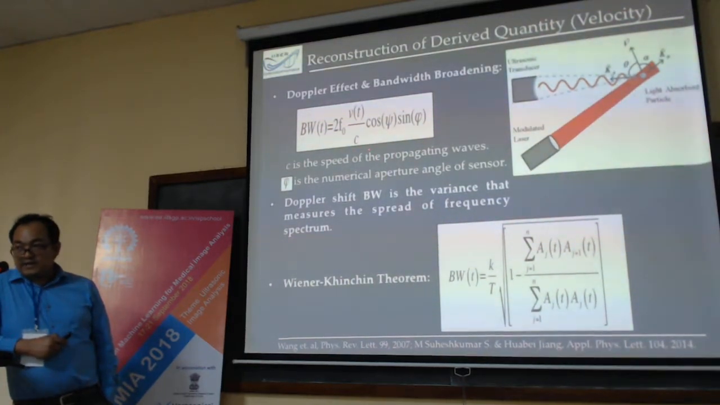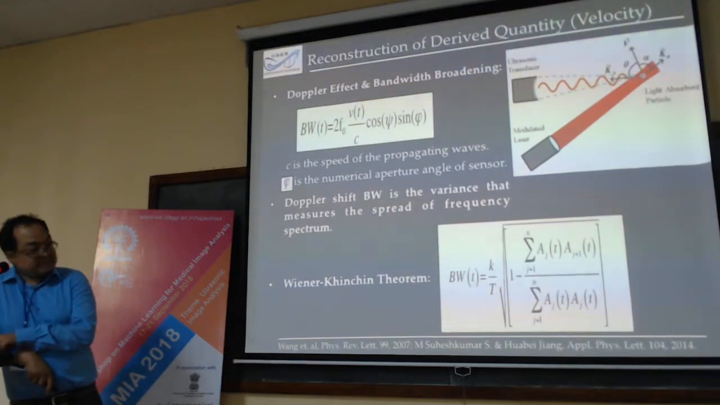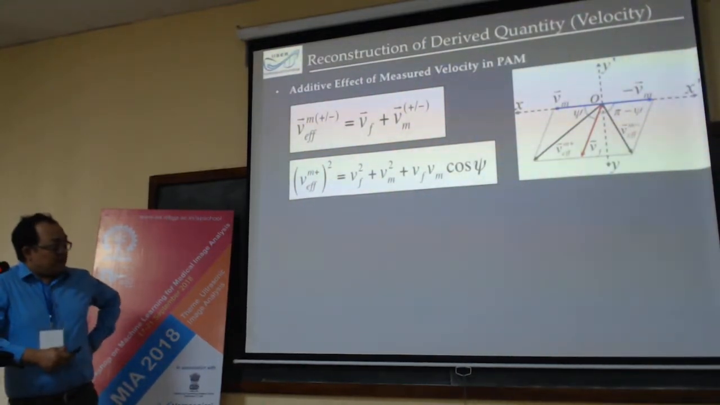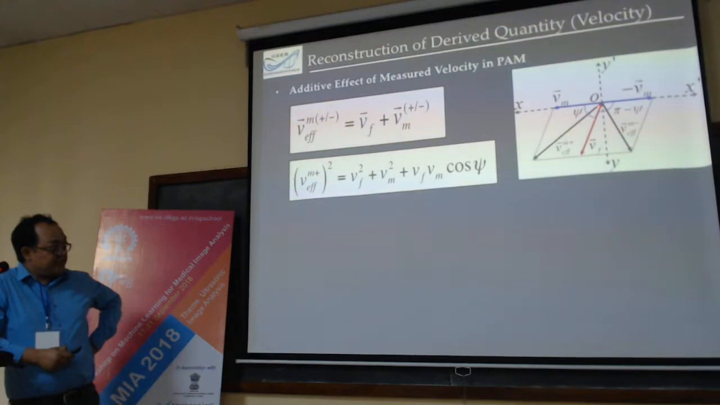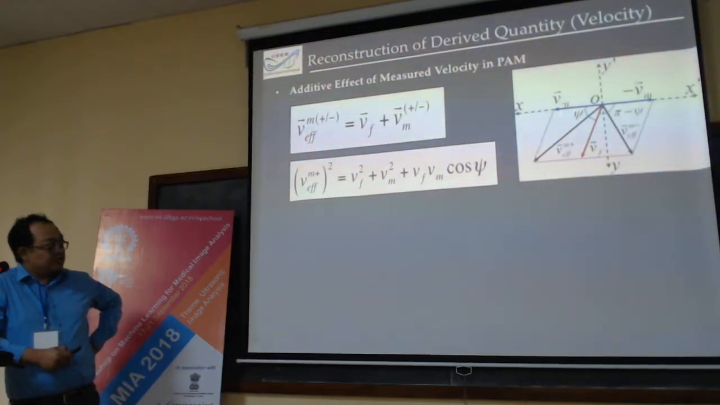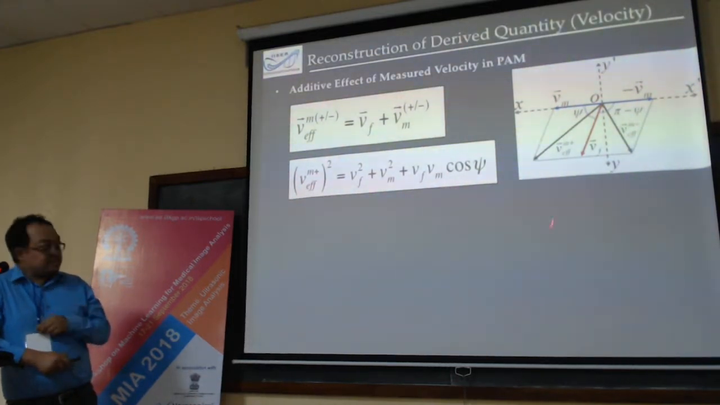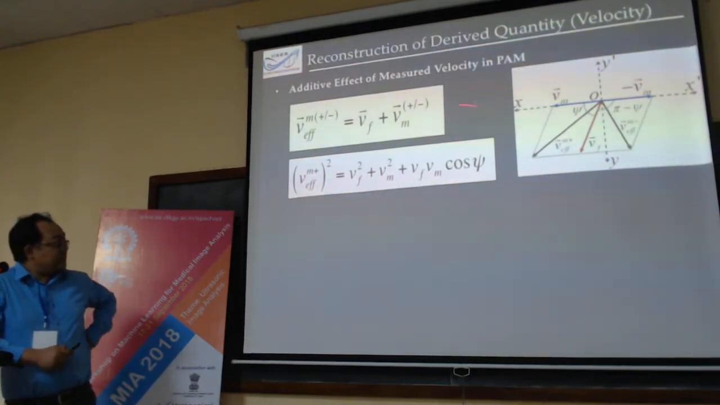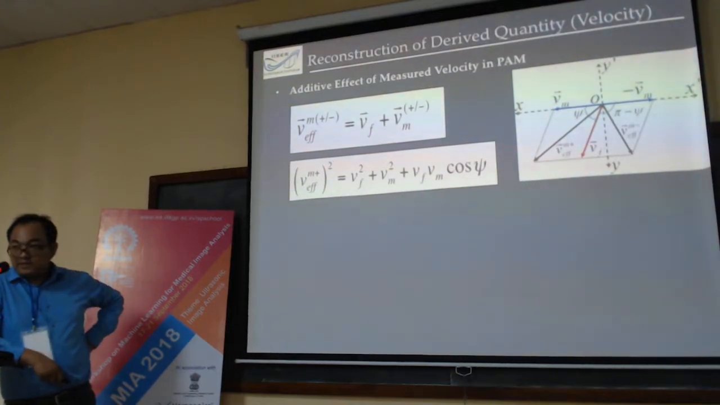How to get the side? That is what our contributions are. So this is the motion of the transducer. This is the flow. The photoacoustic signal that we get is not only because of the flow; it is also contributed by the motion of the transducer. This is the resultant effect of the motion of the transducer as well as the flow.